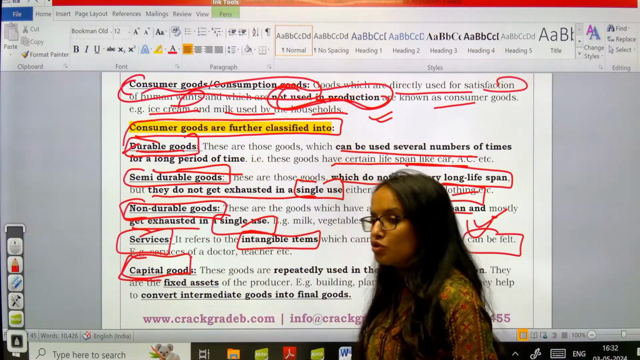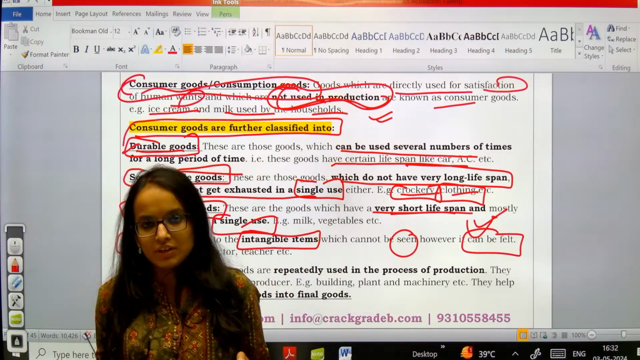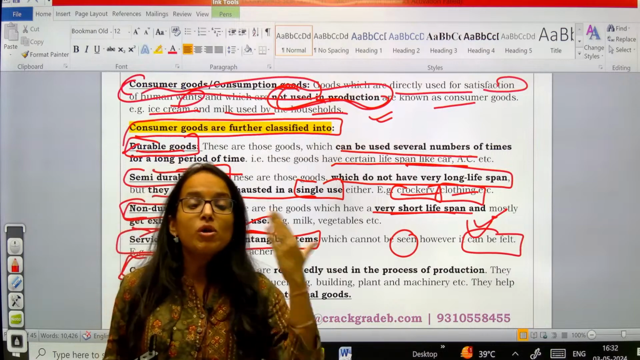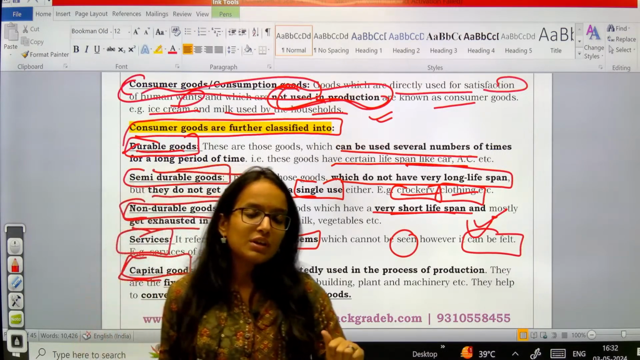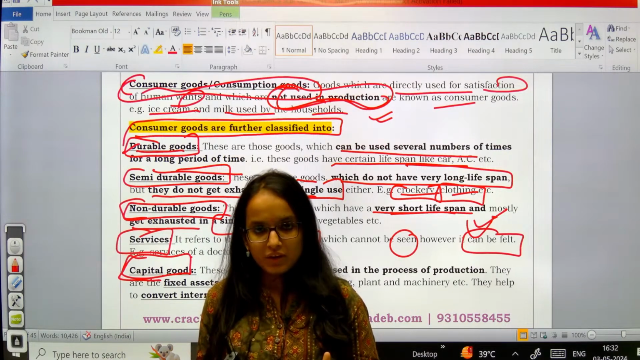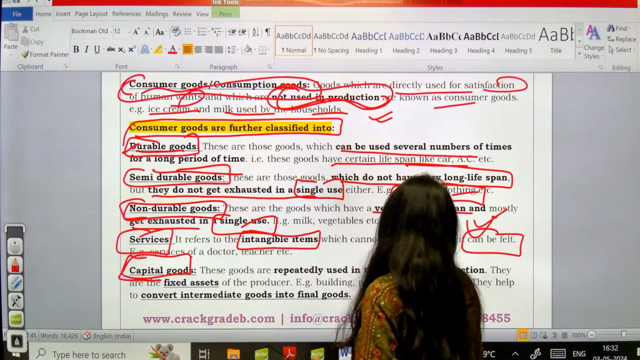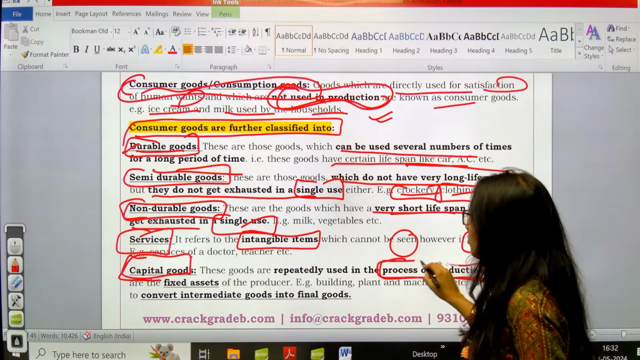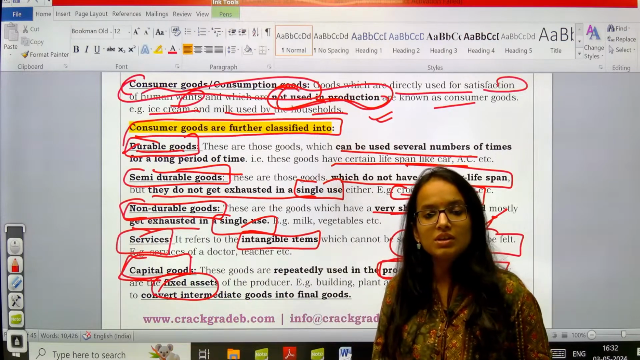Capital goods. Producer goods and capital goods can have a slight difference, although we can say that capital goods are also producer goods, but all producer goods cannot be capital goods. Capital goods are basically fixed assets. They are used repeatedly in further processes of production. Remember this: capital goods are fixed assets.